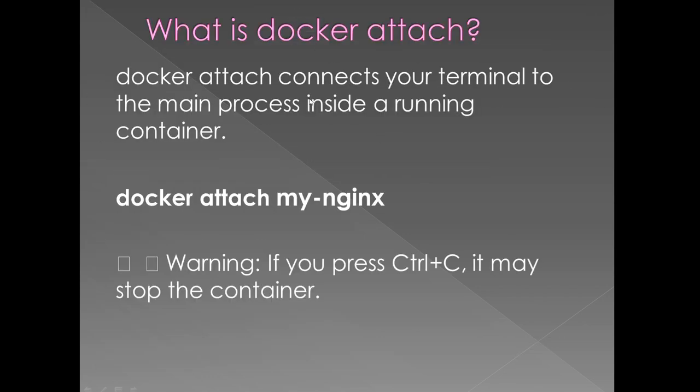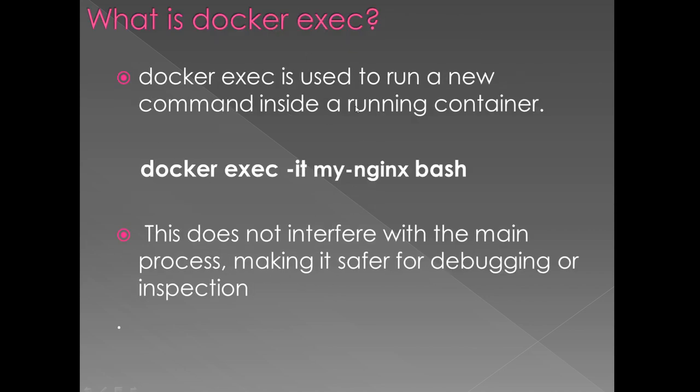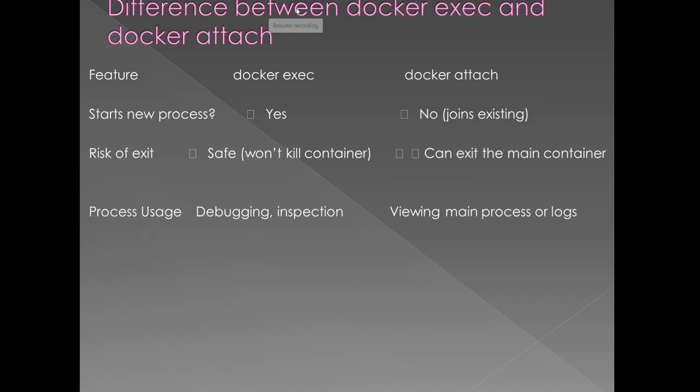What is Docker attach? Docker attach connects your terminal to the main process inside a running container. This is the command used for Docker attach. What is Docker exec? Docker exec is used to run a new command inside a running container. This is the difference between Docker exec and Docker attach. Docker exec is mainly used for debugging and inspection, and Docker attach we can use for viewing the main process or logs. So I will show you practically.